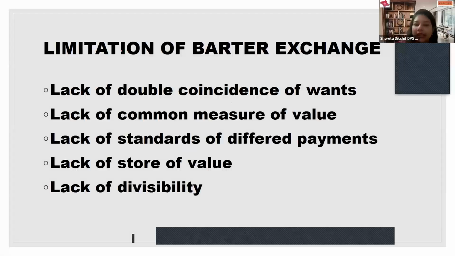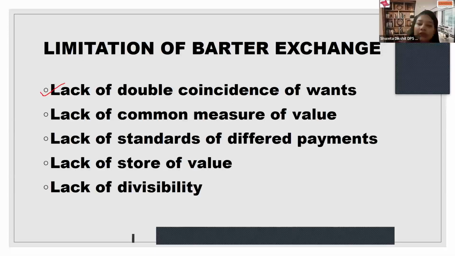Functions of money is not directly there in your syllabus. So the limitations of the barter system and the functions of money are two faces of the same coin. Just believe me that if you prepare one of these topics, you will be able to answer both the questions. So the first point under this limitation is the double coincidence of wants.